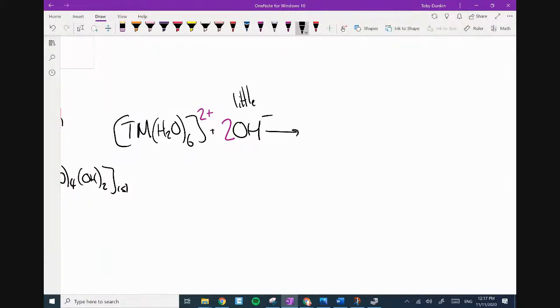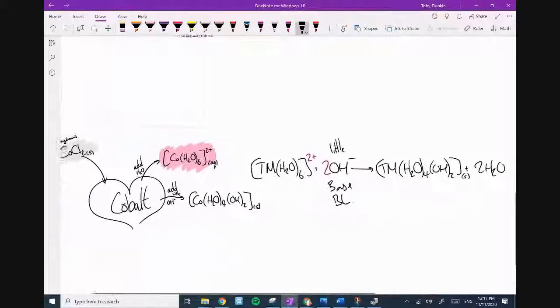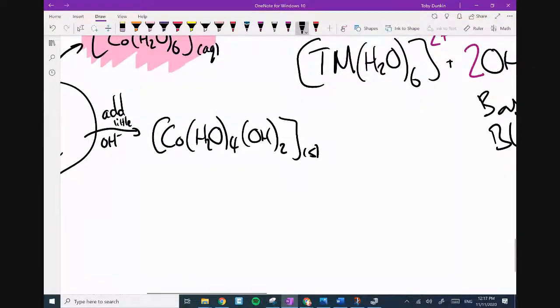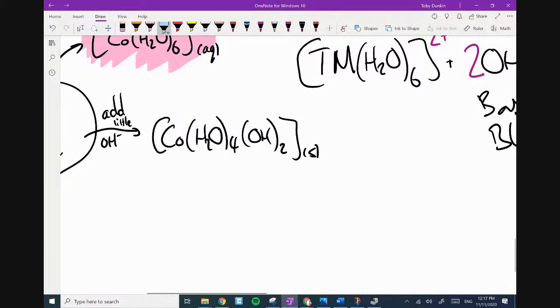Yeah, and it's going to act as a base in this case, a Bronsted-Lowry base. It's going to remove 2 protons, and I'm going to form the transition metal tetra-aqua dihydroxy complex and 2 waters, and it forms a precipitate, forms a solid. Now in this case it's pink, blue. So we've now just formed, it's actually quite a pale blue in reality.